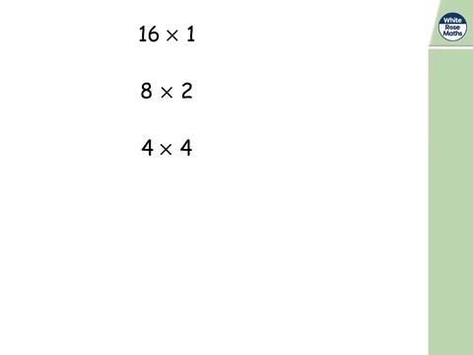I've spotted a pattern with our arrays. Have you spotted it too? Have you noticed that if we half 16, then we get 8, and if we double 1, we get 2. So 16 multiplied by 1 becomes 8 multiplied by 2.